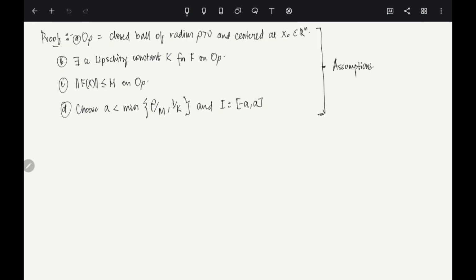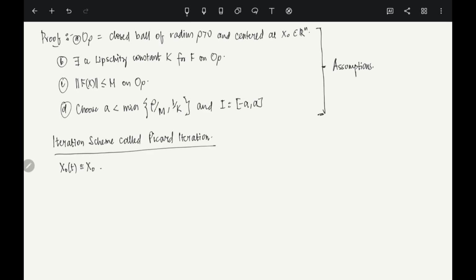We start with some iteration scheme, and this iteration scheme is called Picard iteration. The first iterate we are going to define is x naught of t, identically equal to x naught.